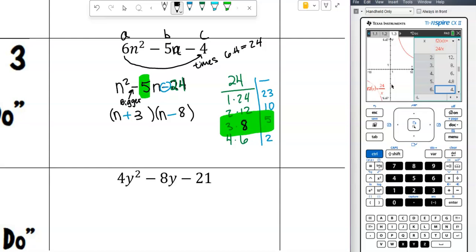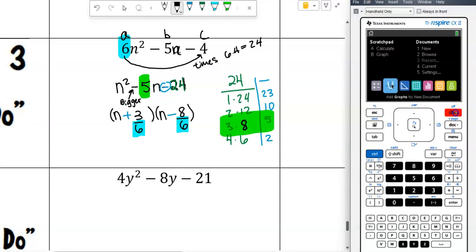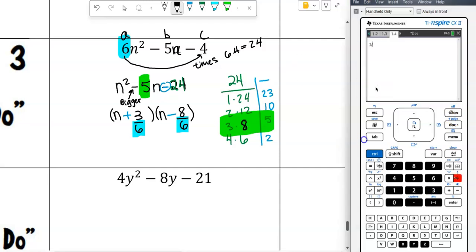Our final step is to undo the multiplication that we did earlier by dividing those last two factors by that number. So 3 divided by 6 is 1 over 2. 8 divided by 6 is 4 over 3.